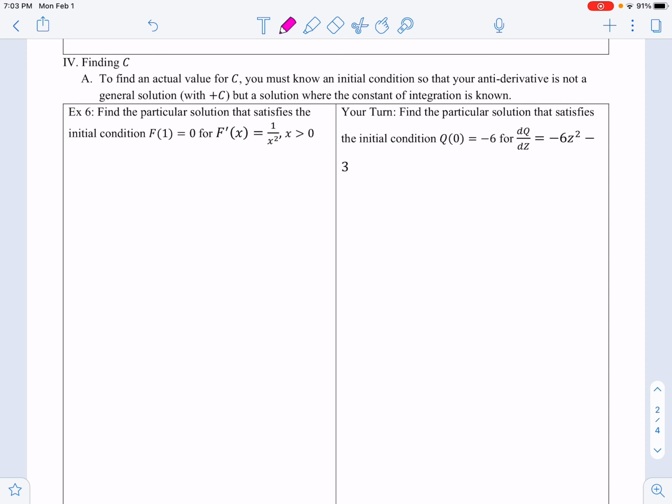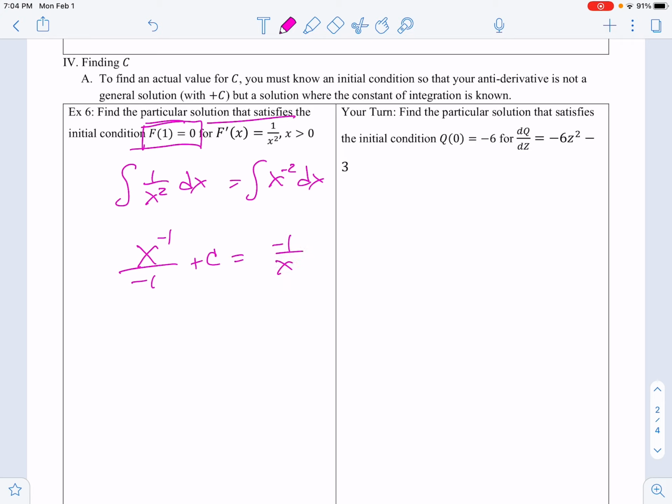All right. We're looking for a particular solution. They gave us an initial condition. Okay. So first I'm going to integrate 1 over x squared dx, which is the integration of x to the negative 2 dx. When you find the antiderivative, you get x to the negative 1 over negative 1 plus c, which is equal to negative 1 over x plus c. That's f of x. Okay?